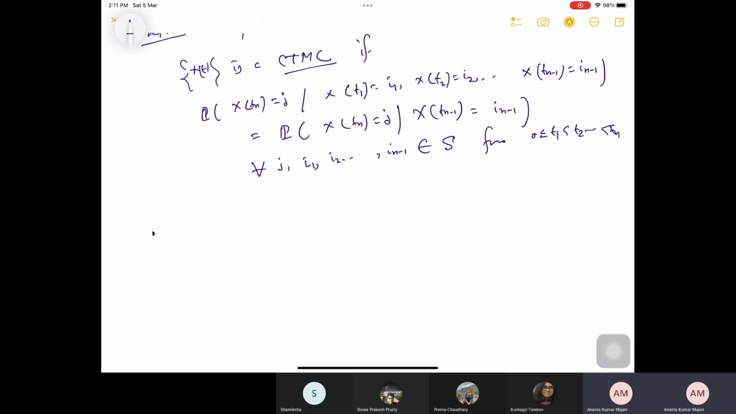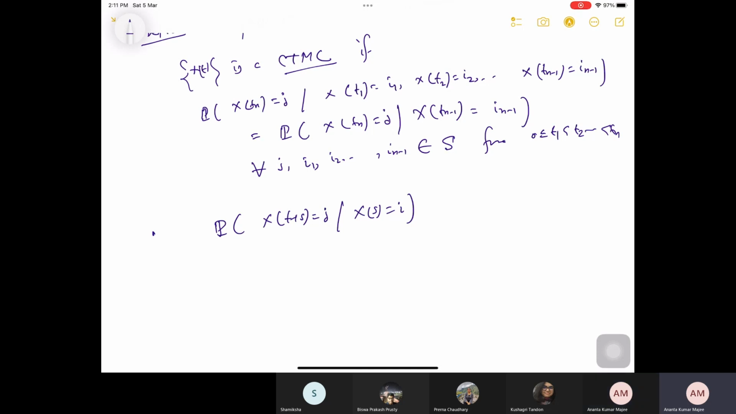Like in the DTMC, we also define the homogeneous case, depending on the probability. Here I can say something similar, but in a slightly different way, because here you have time. We consider the probability that X of t plus s is equal to j, given X of s is equal to i. So you start at time s, and the process starts at position i.